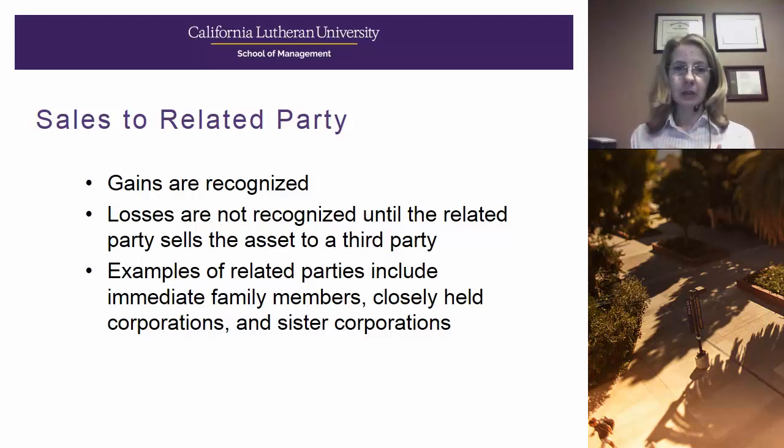So I sell a house to my brother at a loss. He sells the house to his daughter at a loss. Neither of us can recognize our losses. Now my niece eventually sells a property to someone outside the family, to an unrelated entity. Doesn't matter whether it's a gain or a loss. At the time that property leaves the family, then I can recognize my loss, and so can my brother.